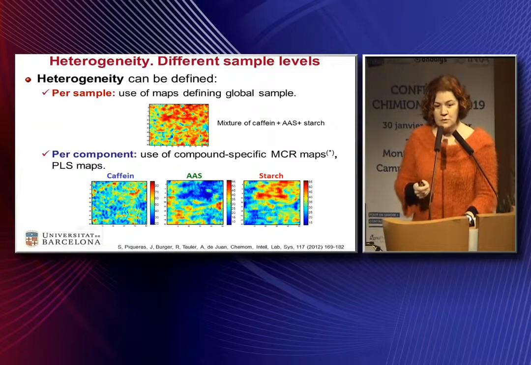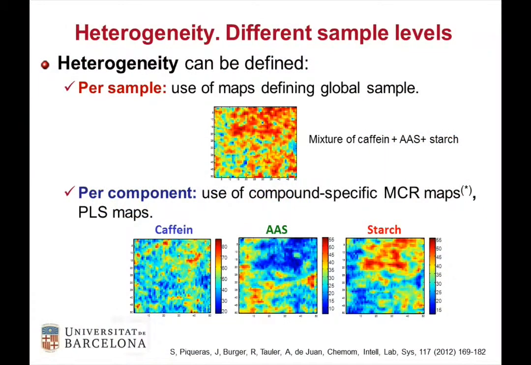Of course, when it comes to defining heterogeneity, we can define it in a global way for the whole product. And this means that, for instance, I can take, this is an example of a sample in which we have a mixture of these three compounds, caffeine, acetylsalicylic acid, and starch. And that would be, for instance, the map related to the first score obtained with PCA when we do not center the data. So it means that it gives you an idea about how the global properties of your sample surface vary.